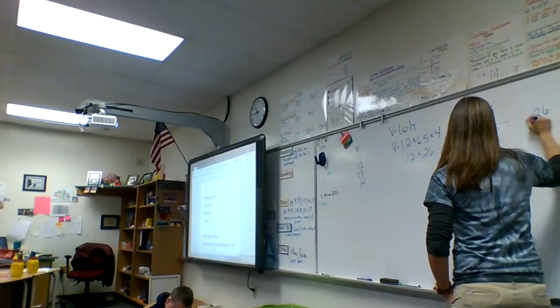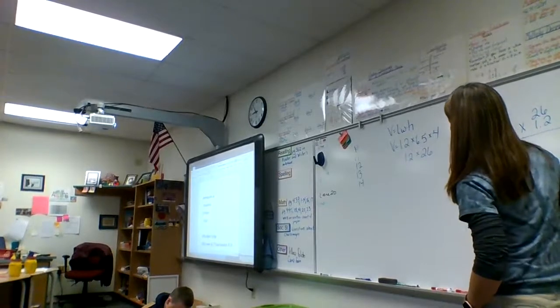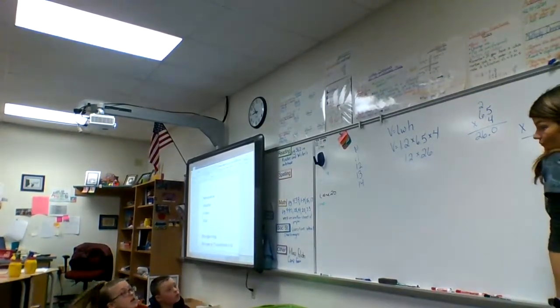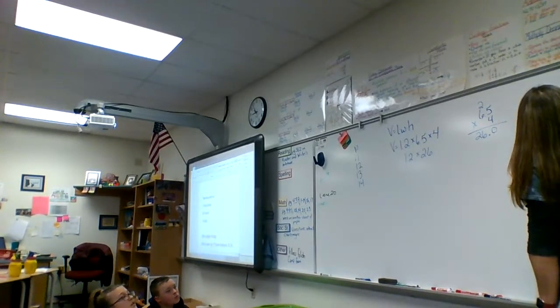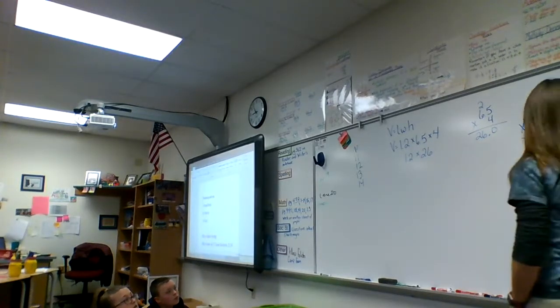So I'm going to take 26 times 1.2. Remember when I multiply decimals, okay? Right here, up on my board. When I multiply decimals, ignore the decimal, multiply as usual, then count the number of digits after the decimal, okay?